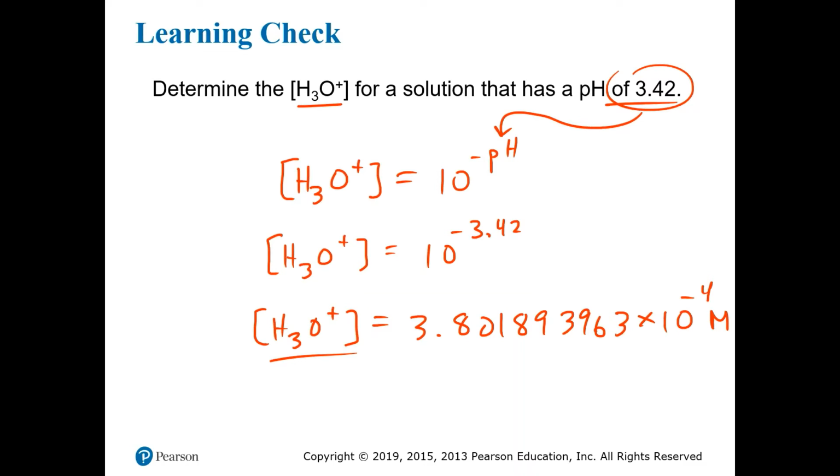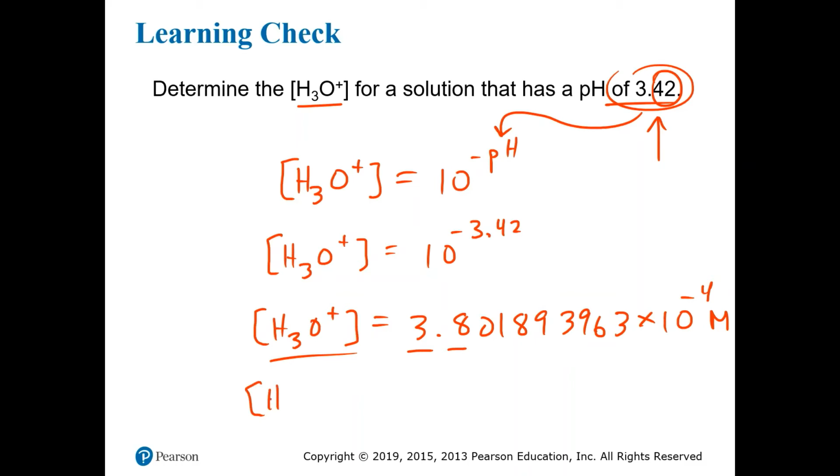Now, of course, we don't want to leave all these decimals in here, so we have to think about significant figures. If we were going from concentration to pH, we would take the significant figures in the concentration unit and make them the number of decimals in the pH. Here, we're starting with the pH, so we need to make the number of decimals the number of significant figures in the concentration unit. So 2 decimals in the pH tells us that we really only need to keep 2 significant figures in this coefficient.